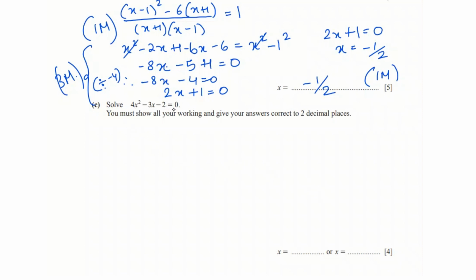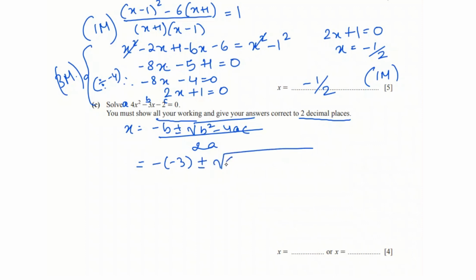Solve for x: x square minus 3x minus 2 equals to 0. You must show all your working and give your answers to 2 decimal places. The moment you get 2 decimal places and a quadratic equation, don't think which method is to be used. Directly use the quadratic formula, that is x is equals to minus b plus or minus under root b square minus 4ac whole upon 2a. So this is your a, this is your b, and this is your c. So it's going to be minus of minus 3 plus or minus under root minus 3 square minus 4ac whole divided by 2 into a, which is 4.